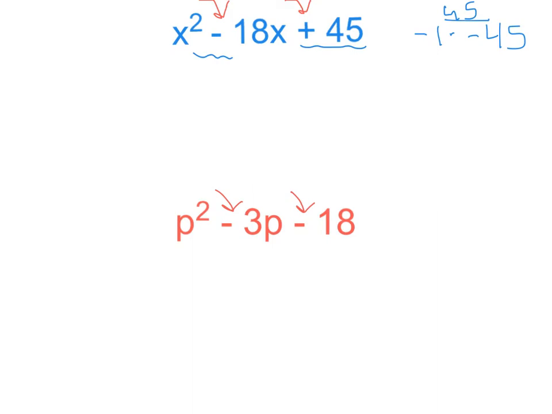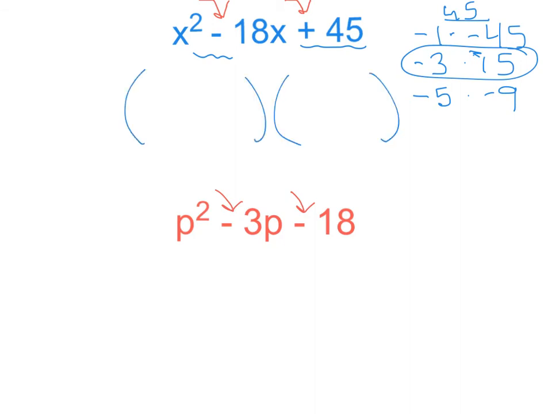Alright, so let's come up with my other factors. I have negative 3 times negative 15, and negative 5 times negative 9. So which one of these sets adds up to negative 18? It would be this middle one, negative 3 and negative 15. So in my parentheses, because it's x squared, I have x, and then I just have to plug in minus 3 and minus 15.